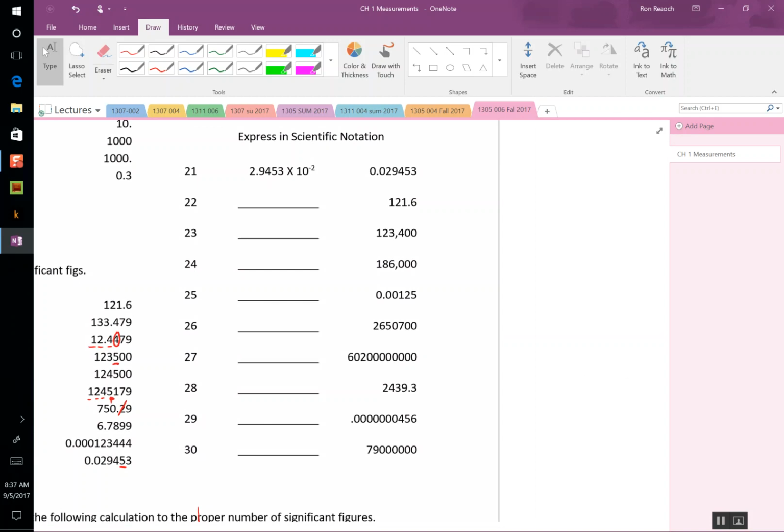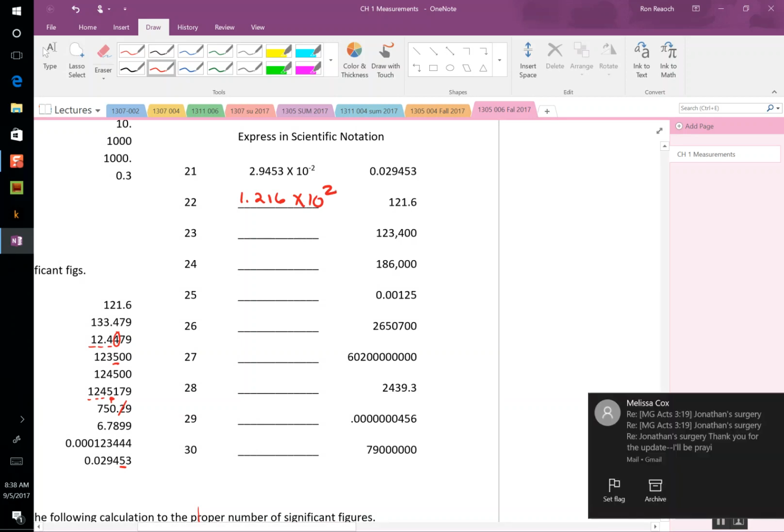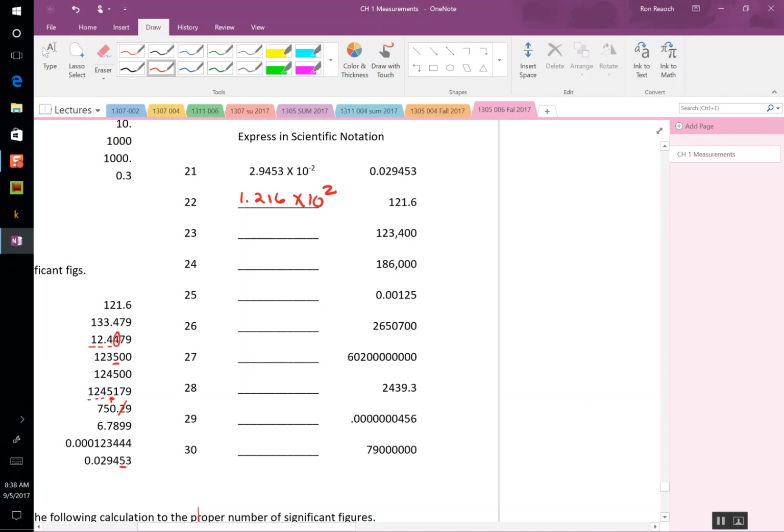Okay, let's just get a couple of these. Number 22 is what? 1.216 times 10 to the second. Okay, now in these cases, don't put together scientific notation and rounding. Just don't round the number off. As many significant figures as are in the number originally, try to keep them in the scientific notation number.